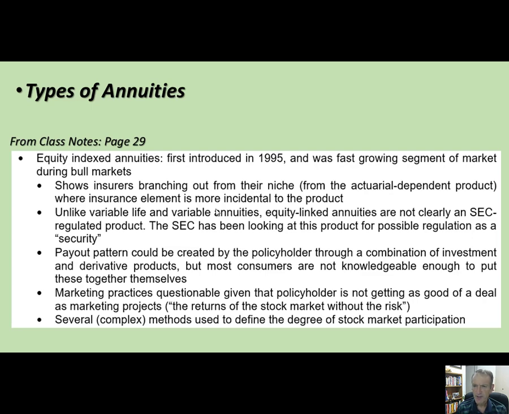So insurers are branching out of their traditional actuarial dependent products. This is a product that is a lot like a variable annuity, where there's not a lot of actuarial support. A variable annuity has more actuarial protections than an equity-linked annuity, and we'll see that when we cover the article. But we're seeing less and less insurance involved in these products. Equity-linked annuities are not regulated by the SEC. They're not clearly an investment product. But the SEC has definitely been looking at these to regulate them.